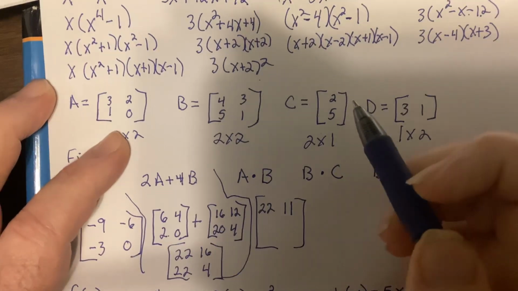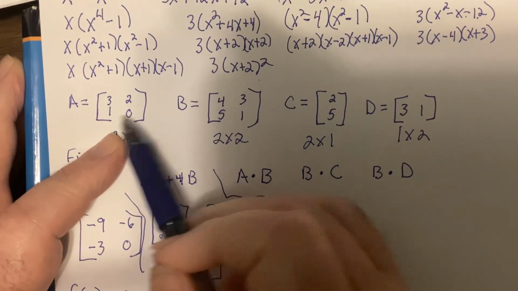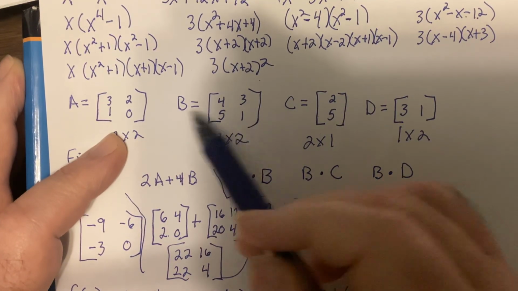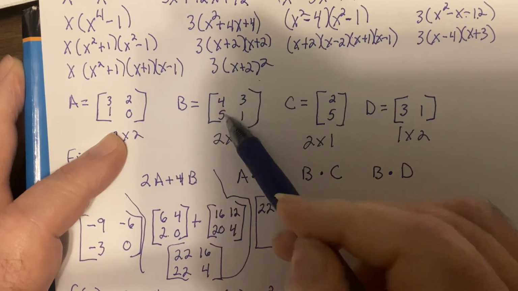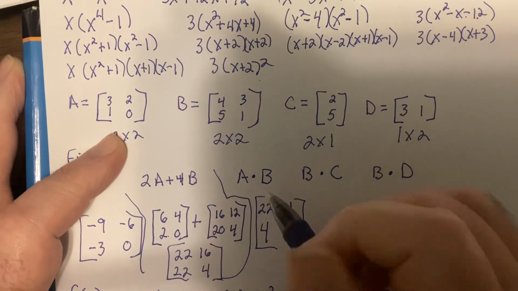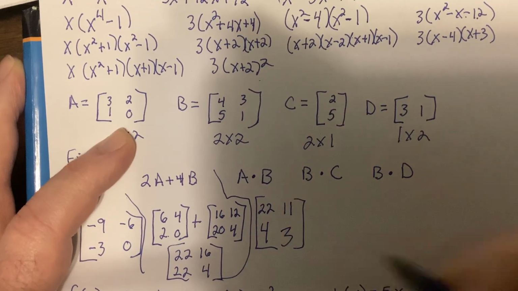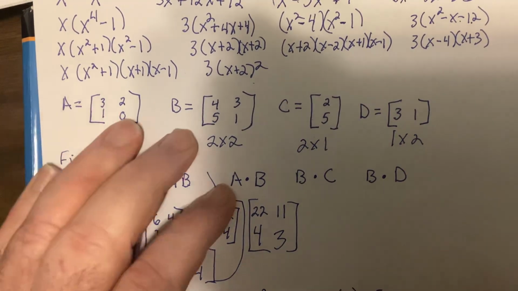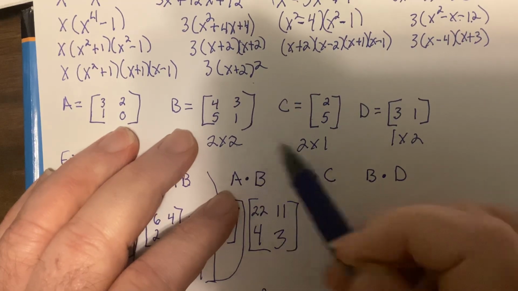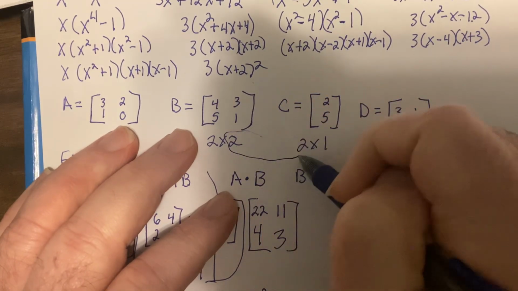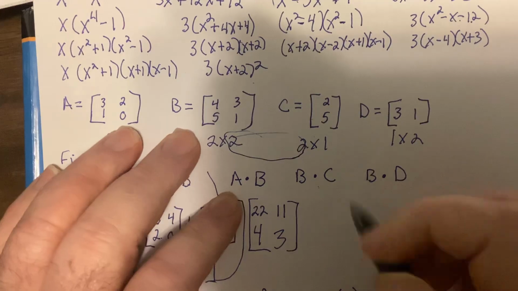Then we do 1, 0, 4, 5. 1 times 4, 0 times 5, that's 4. 1 and 3 is 3, 0 and 1 is 0. That's pretty easy. Let's see. This and this are the same. So I can do B times C.